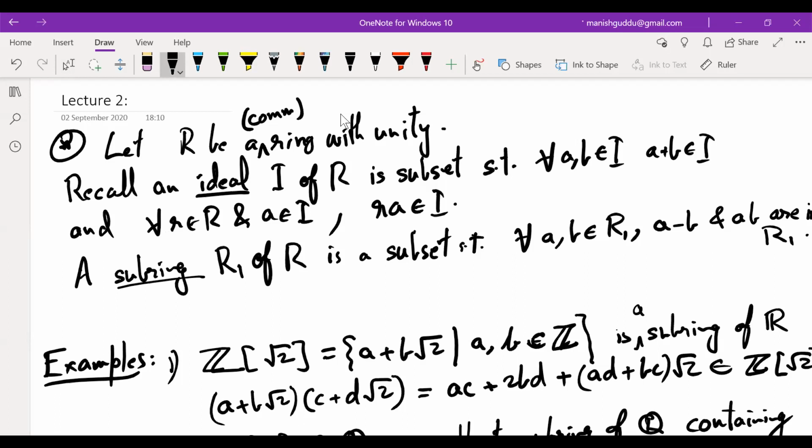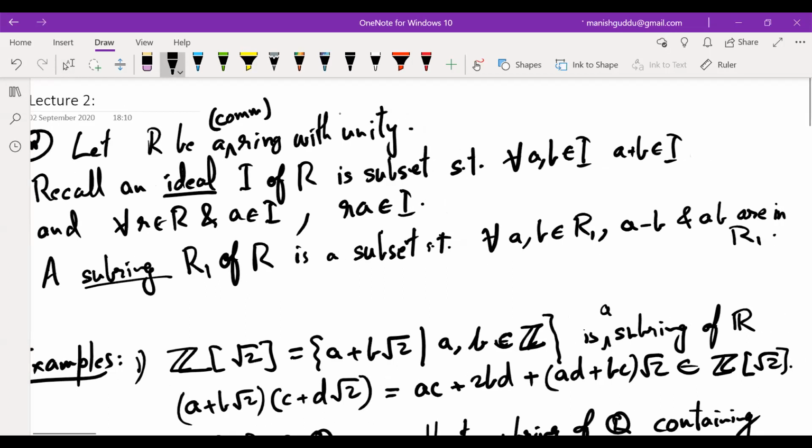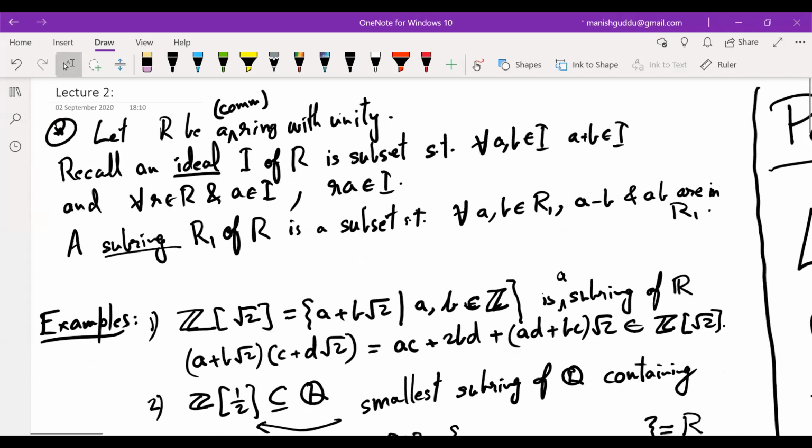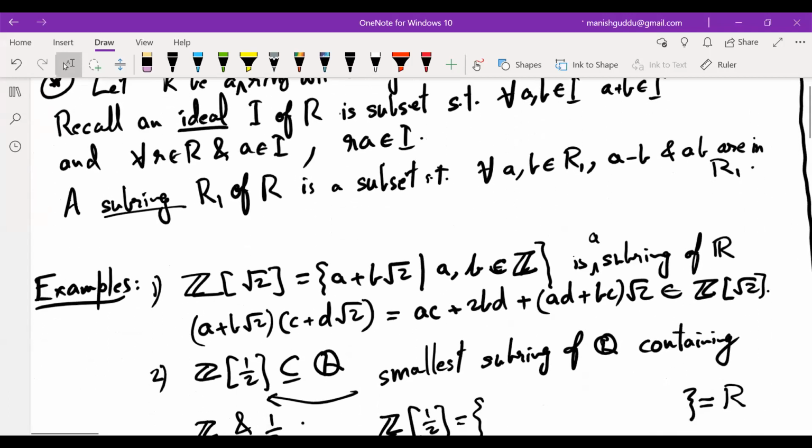A subring is a subset which is closed under a minus b and a times b. This a minus b is a funny way of making sure both addition and inverses are in there. It's a standard trick which you must have learned in group theory.